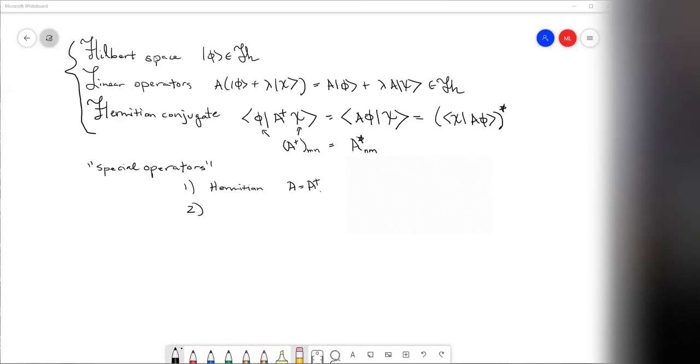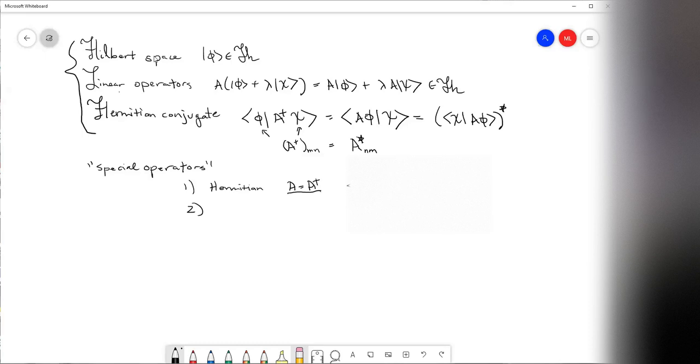Okay. So yeah, we have a Hilbert space. We have operators on the Hilbert space. We define our Hermitian conjugate of an operator, and we had these two special operators. Hermitian, where A is equal to A dagger, or if you want to be a little bit more specific, it's for any two vectors.